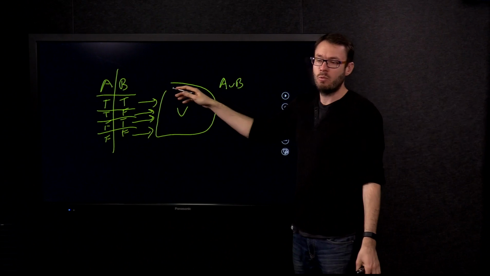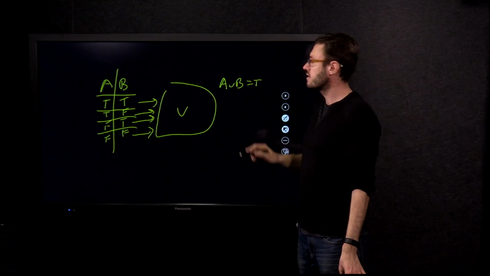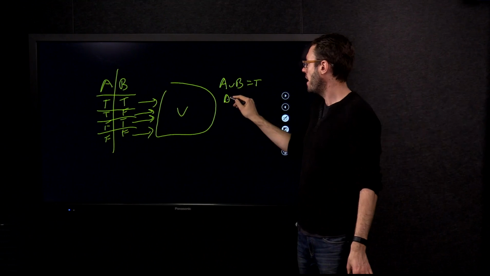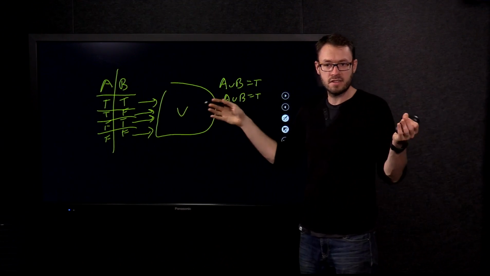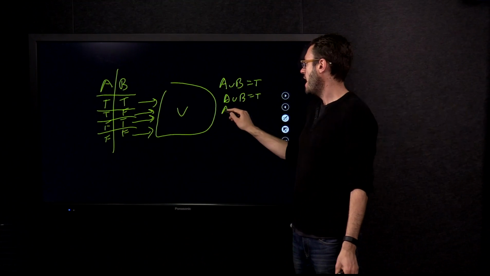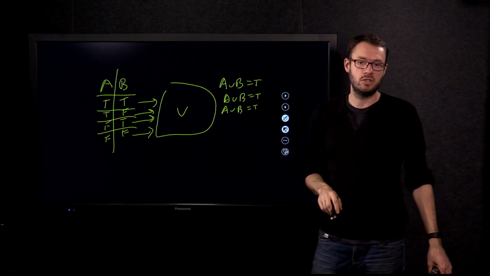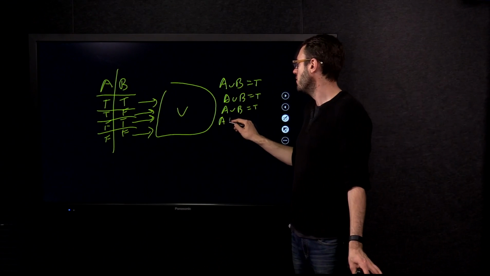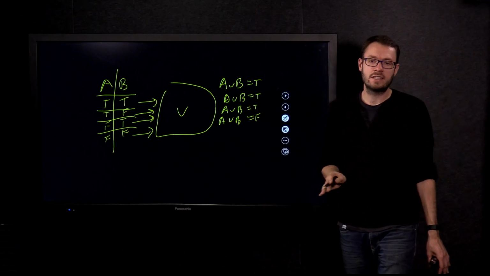So when A is true and B is true, that first line, this disjunction is going to be true. And when A is true and B is false, the disjunction gets to be true because one of the two sides is still true. And when A is false and B is true, then the disjunction gets to be true again. And it's only when both sides fail that the disjunction is false. And this is quite important.